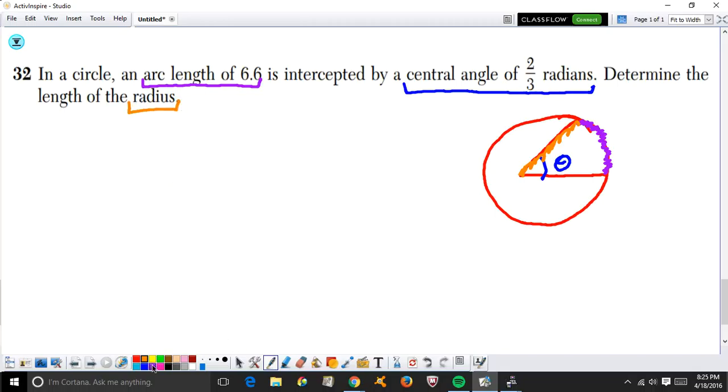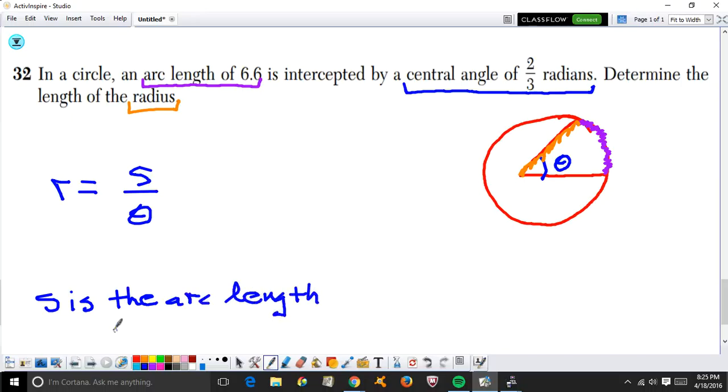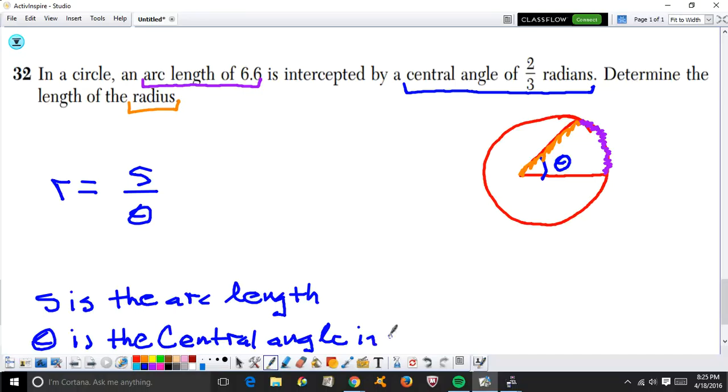Well, from geometry, you can remember there's a formula for that, which says the radius is equal to S over theta, where S is the arc length and theta is the central angle in radians.